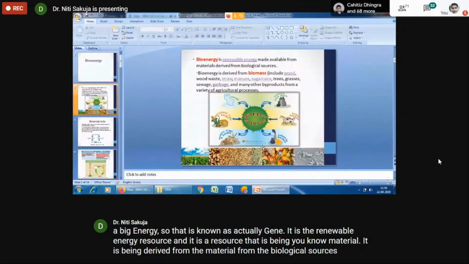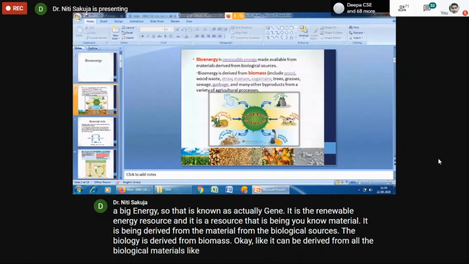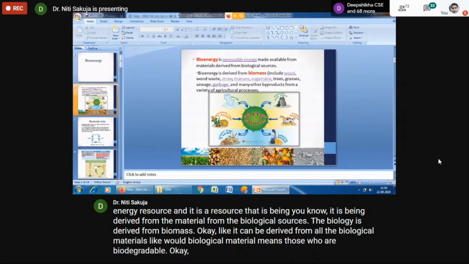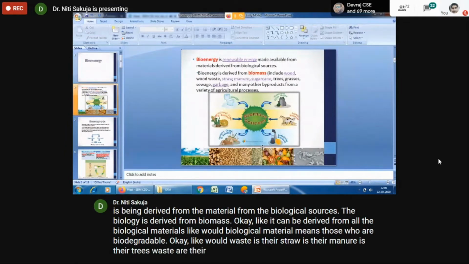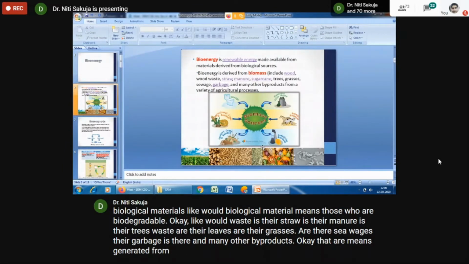Bioenergy is derived from biomass. It can be derived from all biological materials, and biological material means those that are biodegradable, like wood waste, straw, manure, tree waste, leaves, grasses, sewage, garbage, and many other byproducts generated from agricultural processes.